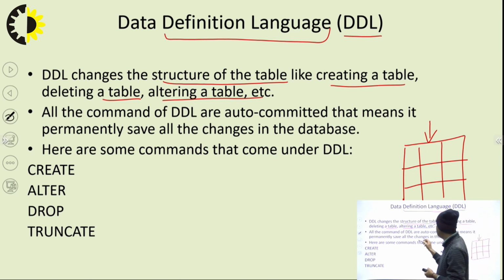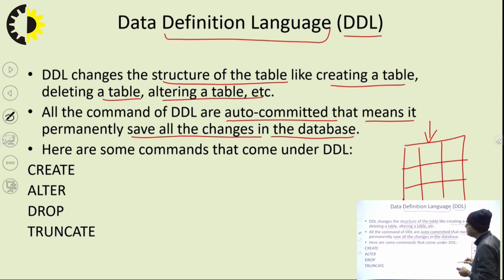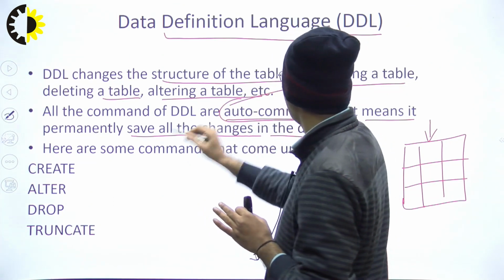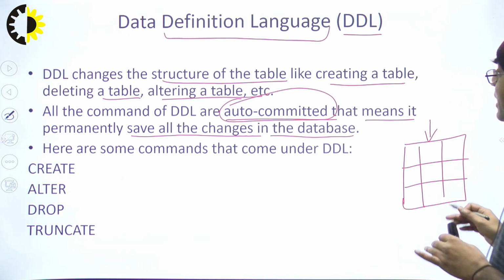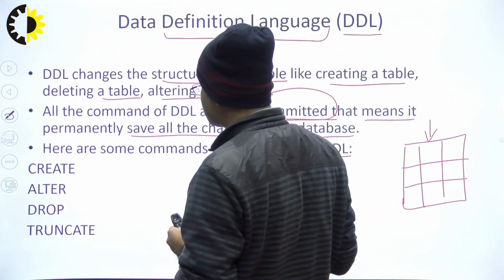All the commands of DDL are auto committed. It means they permanently save all the changes in the database. After applying a data definition language command, there is no need to separately save the database. Whatever the DDL command, it is auto committed. It means after performing a DDL command, it saves all the changes in the database. Here are some commands that come under DDL. What are these commands?